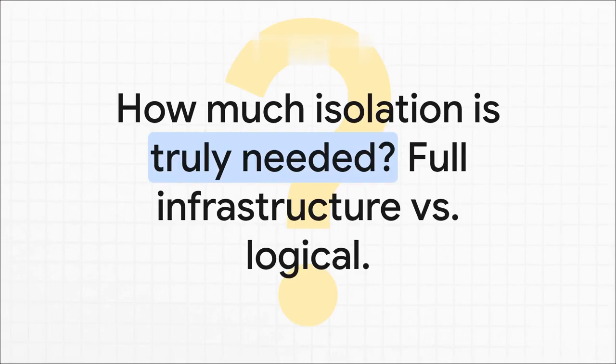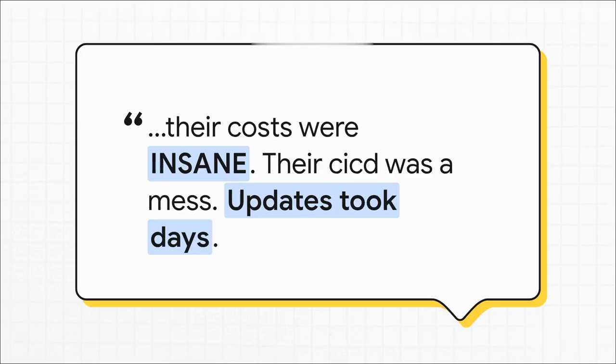Do you go all out and give every single customer their own completely separate infrastructure? Their own databases, their own containers, the whole shebang. Or do you put everyone on shared infrastructure, but separate their data logically, maybe with something as simple as a tenant ID column in your database? Choosing that full isolation path might feel like the safest, most secure option, but let me tell you, it can lead to a world of pain.